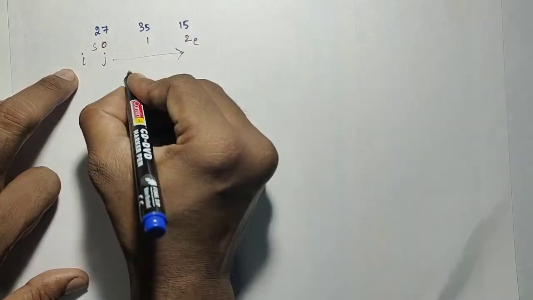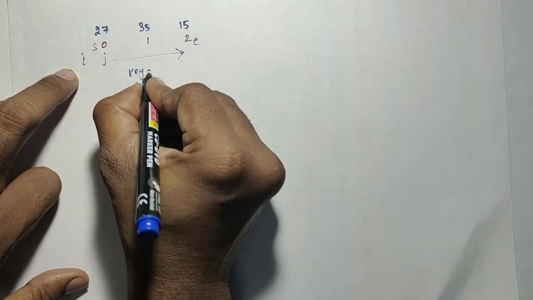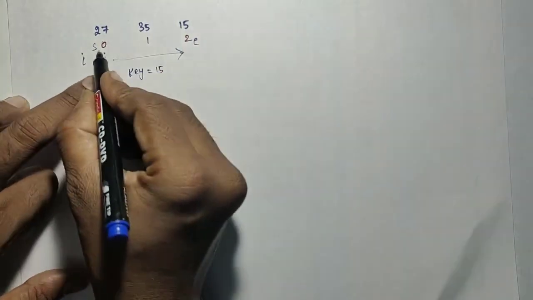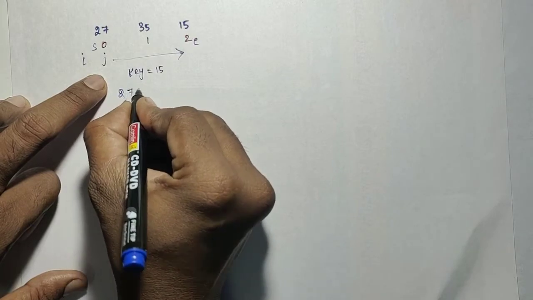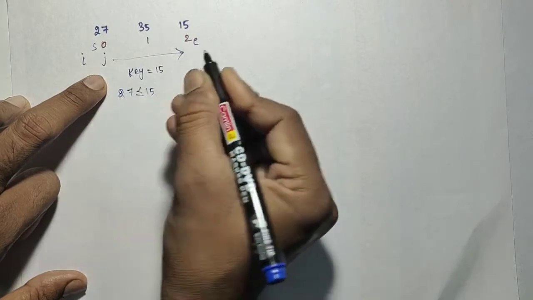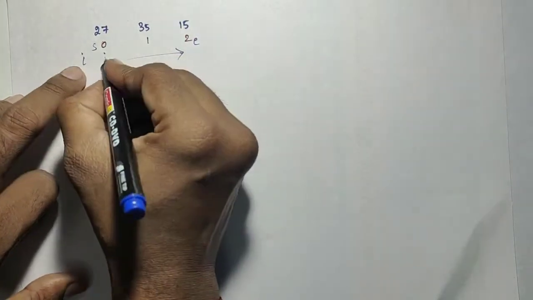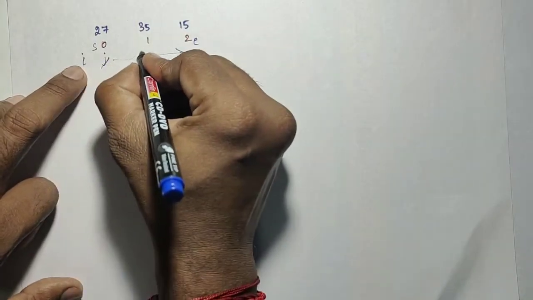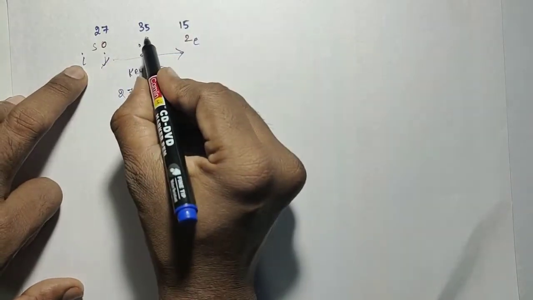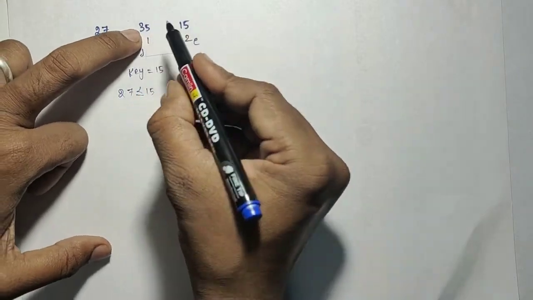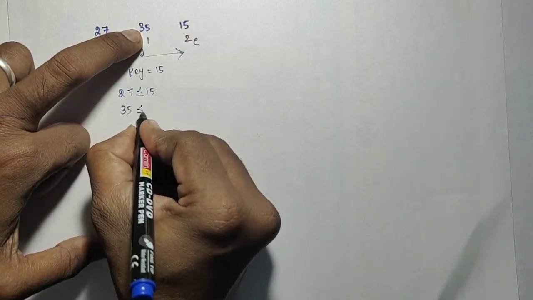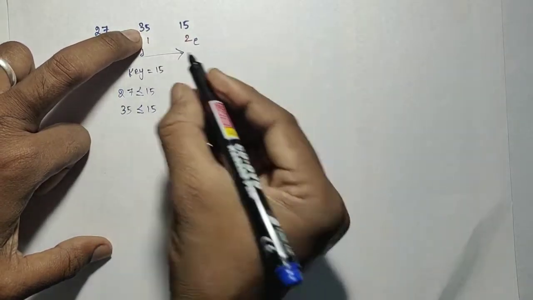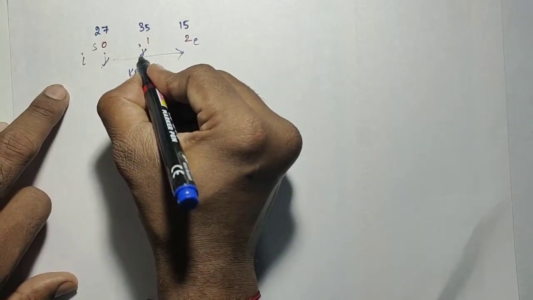Here the last element is 15. So key equals 15. So I need to compare 15 and 27. Is 27 less than or equal to 15? The condition is false. No need to do anything, so just move j to here. And j is now 35. So 35 and 15. Is 35 less than or equal to 15? The condition is false. Just move it, so j will be moved here.